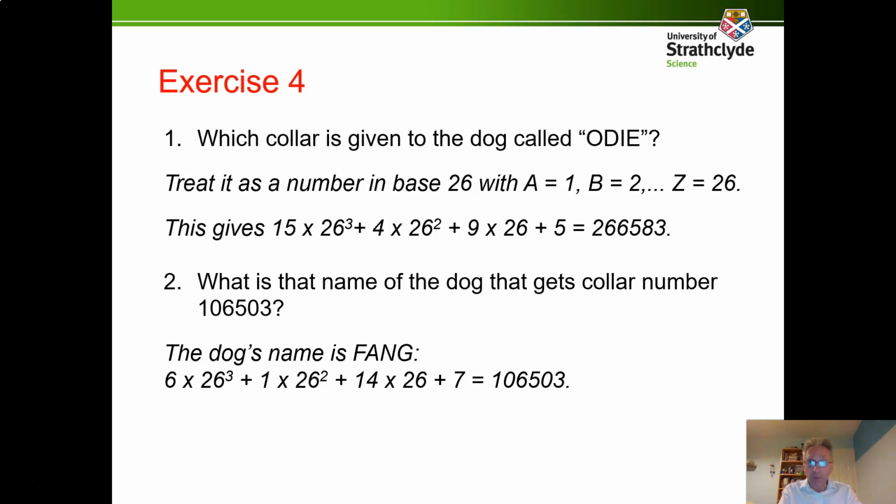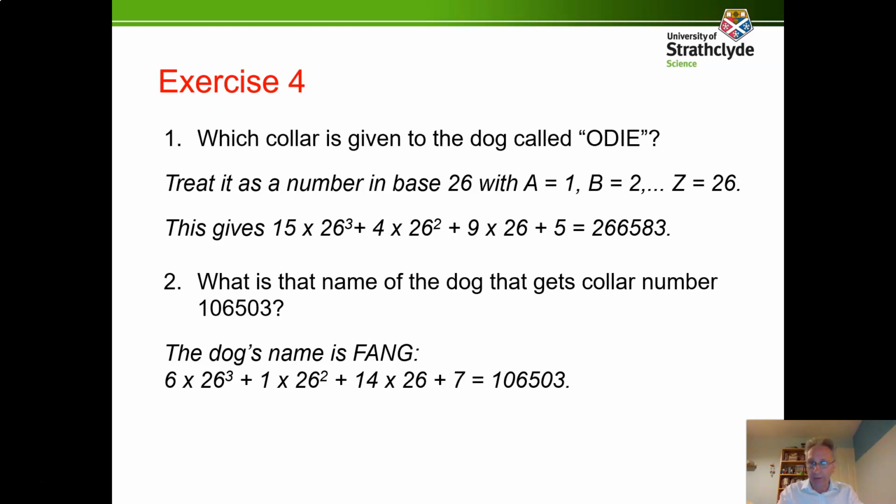Now, I also asked you what dog gets collar number 106,503. So what you have to do is decode it the other way. To start with, you work out how many 26 to the power 3s there are in there. If it's a bigger number, you might have to work out how many 26 to the power 4s are in there, because there's going to be another digit. If it was a 5-character name, then you'd have something times 26 to the power 4 in there. But this is only a 4-character name.